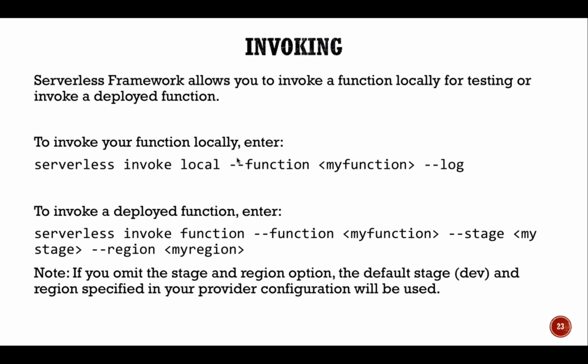And then once you have deployed it, you can invoke it. There are two ways to invoke. If you want to test your function before you deploy it, you can invoke it locally, or you can invoke it through a deployed function directly. In the case of AWS, it calls your Lambda function directly.